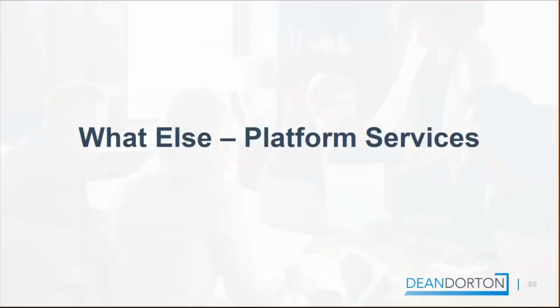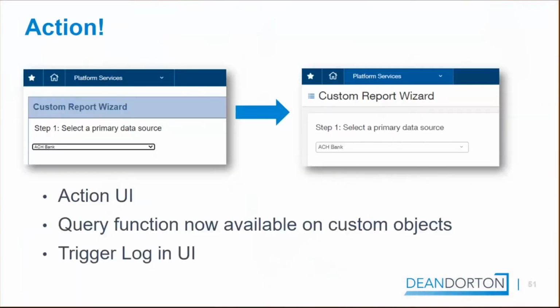All right, what else? I am going to skip some things that I don't think are as exciting. So in platform services, everything is upgraded for the most part to the Action UI. So basically it looks different. There's some additional query functionality on custom objects, and there's a new trigger log in the UI. I can show you where to access that, but basically it's a list of all the different triggers that have happened in your environment. This is going to be really exciting for your developer type people and probably not exciting to anyone else. But that's what that functionality is, and it lives in company, and you have to make sure you have permissions to see that trigger log.